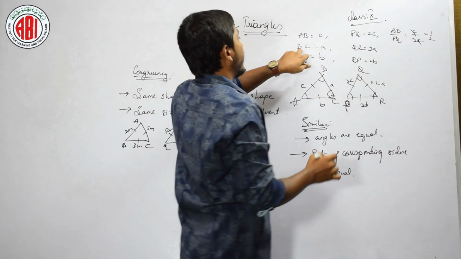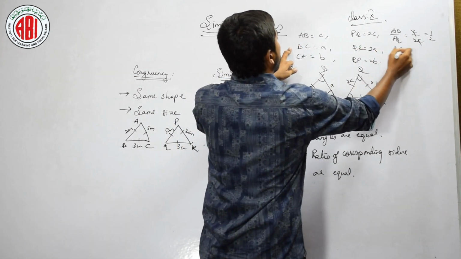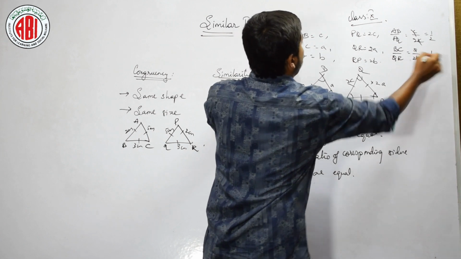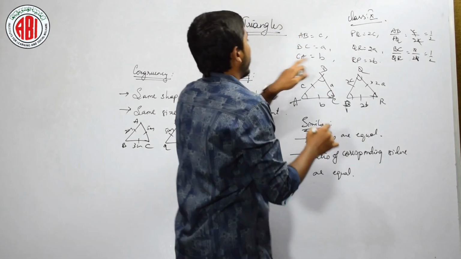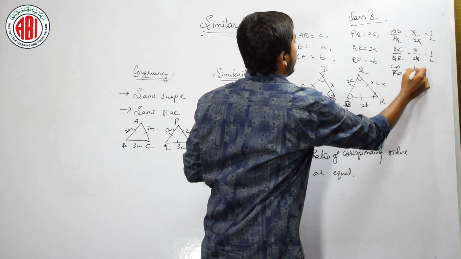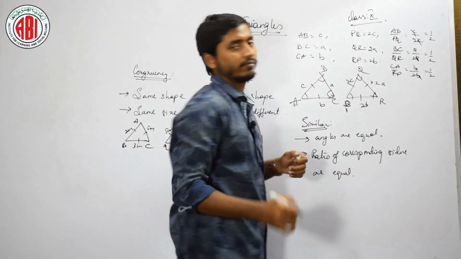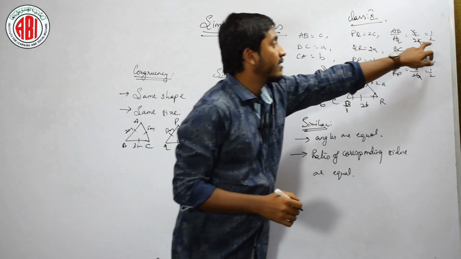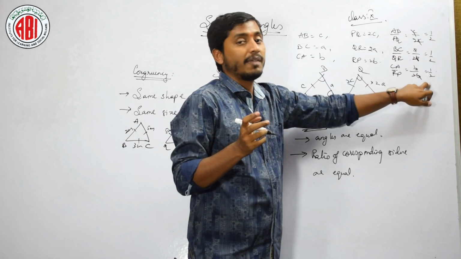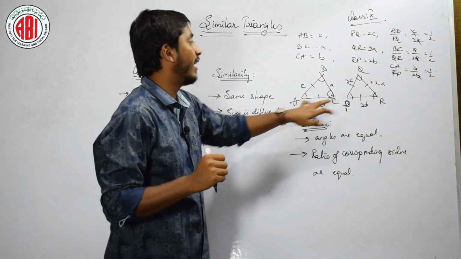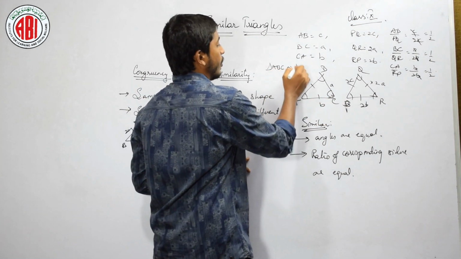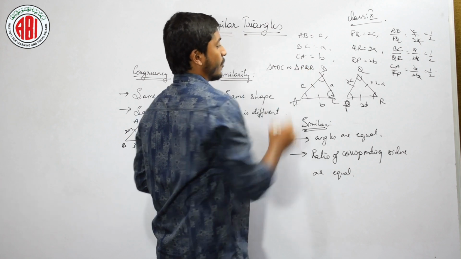Similarly, BC by QR is equal to A by 2A. A gets cancelled, I will get 1 by 2. Similarly, CA by RP is equal to B by 2B. B gets cancelled, I will get 1 by 2. This ratio is the same. A ratio is the division of two sides. Is this value the same? Yes, it is the same. Then we can tell triangle ABC is similar to triangle PQR.